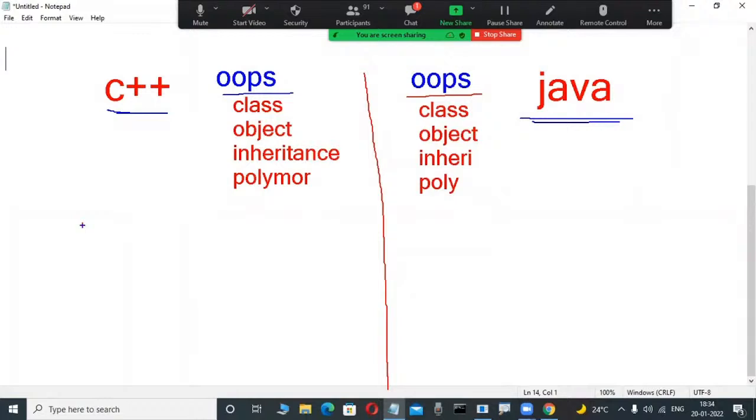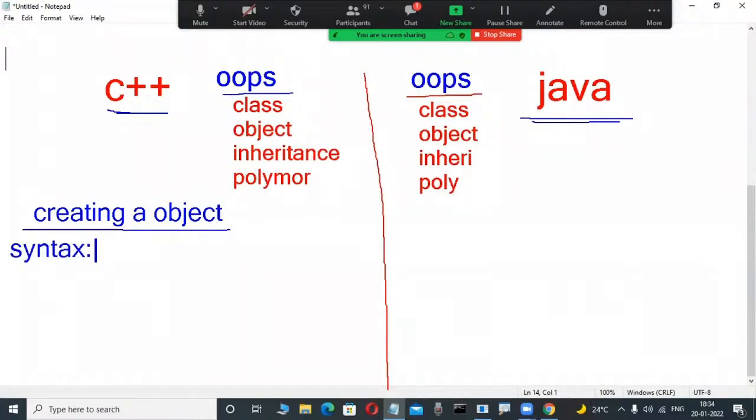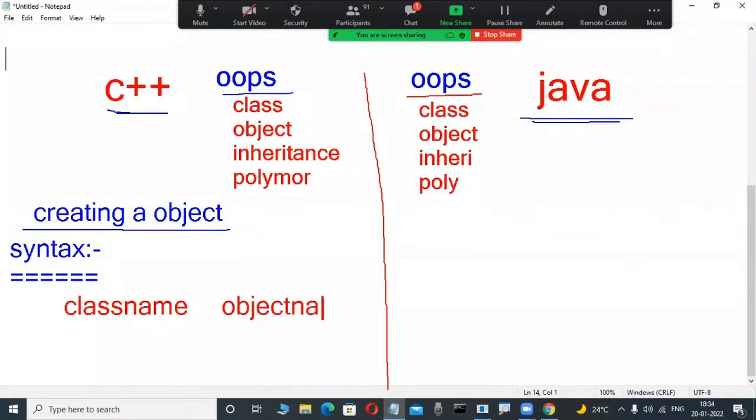Anybody guess? Suppose in C++, I want to create an object from the class. What is the syntax? Anybody technical have an idea? So many persons have an idea. Creating an object from the class in C++, what is the syntax? Observe here, this is where the difference is. Class name, space, object name. This is the syntax to create an object from the class in C++.